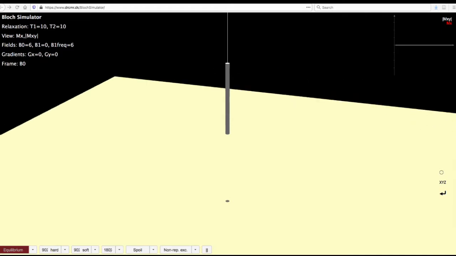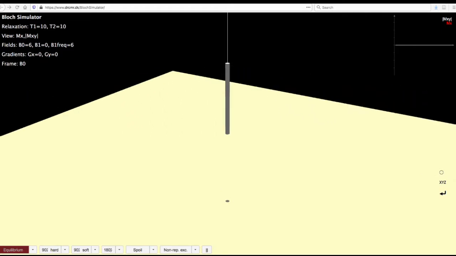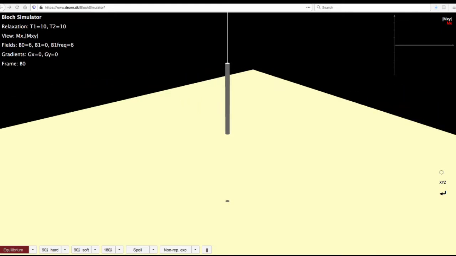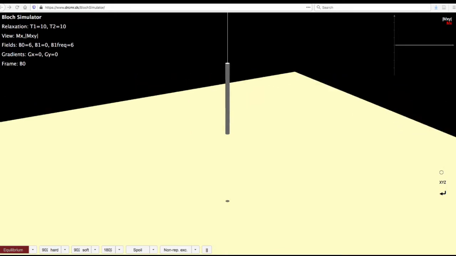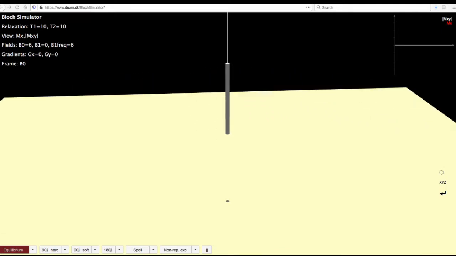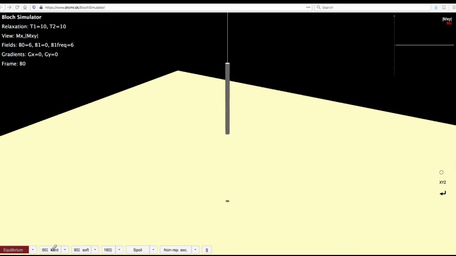I shall be applying a 90-degree hard pulse. The moment we do it, we'll be tipping the magnetization from the B0 axis to the transverse plane. And once having done that, let's see how the magnetization, especially the transverse magnetization, mod of MXY and MX, changes as a function of time. And let's apply a 90-degree hard pulse.